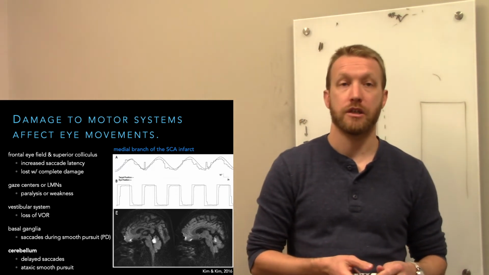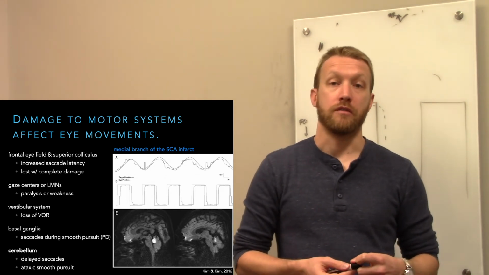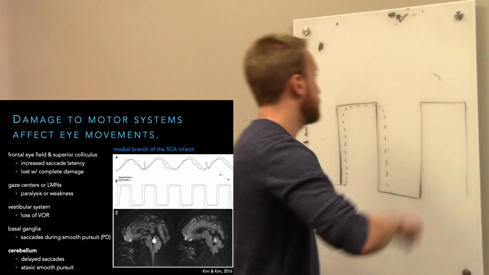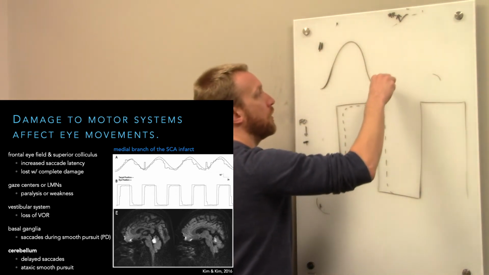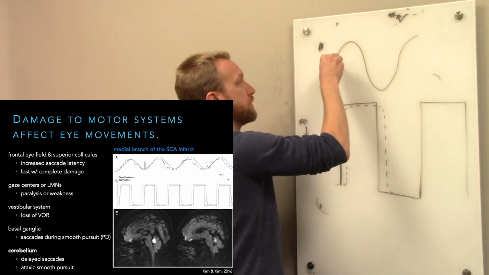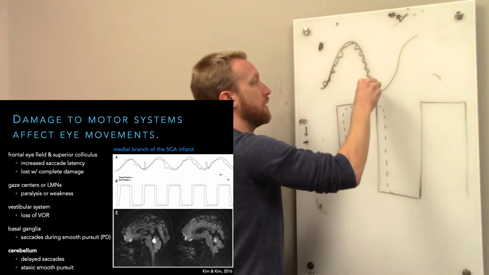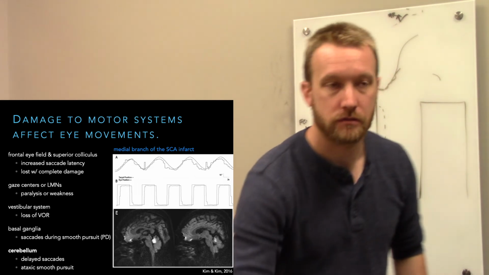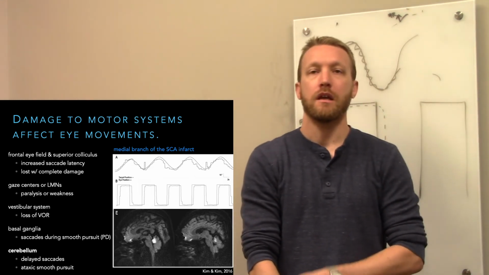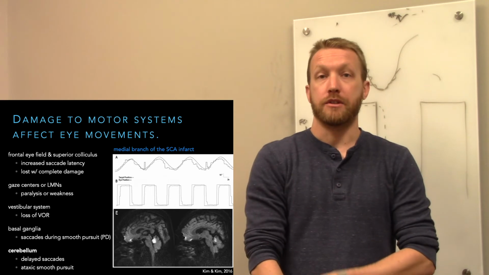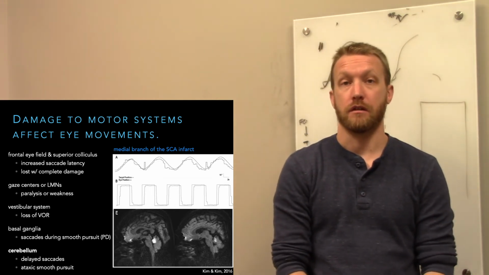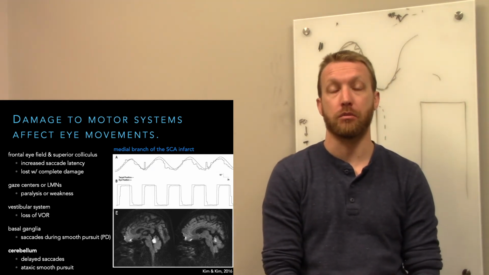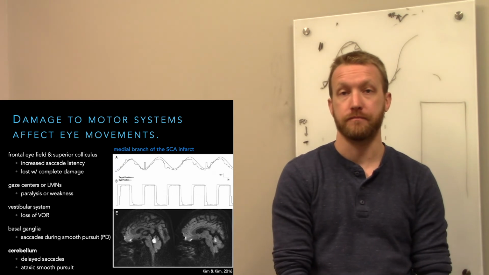They'll have to have some catch-up saccades. There are involuntary saccades occurring, and it's not smooth by any means. Rather than a wave, it's more of a stair step. So little tiny flickers. Those changes occurred because of damage in the medial aspect of the cerebellum. So you can see there's an infarct in the medial branch of the superior cerebellar artery.